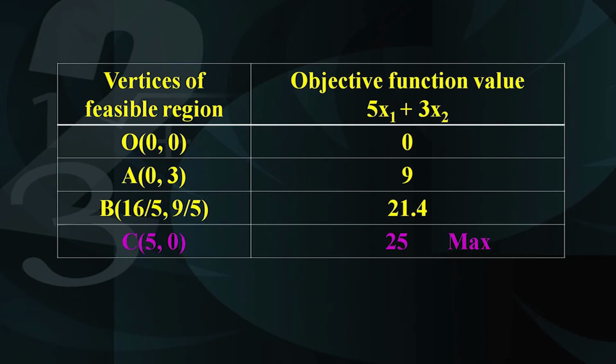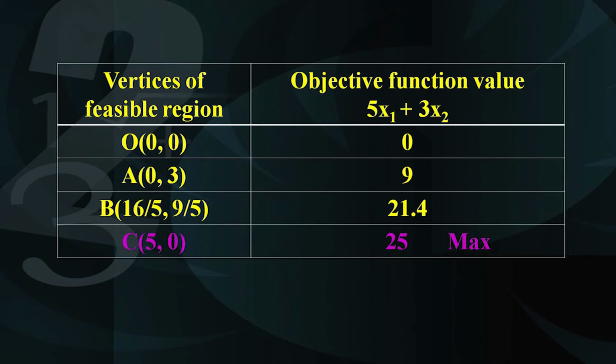Now, in this table I have tried to locate the corner points of the feasible region, that is O (0, 0), A (0, 3), B (16/5, 9/5) and C (5, 0). And on these points I have evaluated the value of the objective function, that is 5 x 1 plus 3 x 2. You can see that at the origin the value is 0, at the point A the value is 9, at the point B the value is 21.4 and at the point C the value is 25.